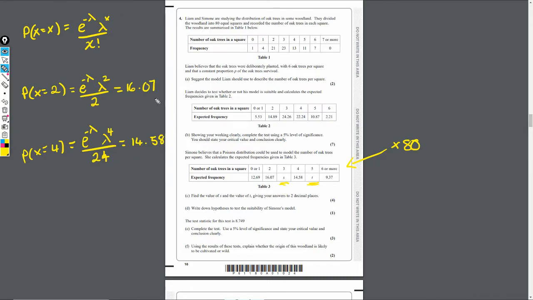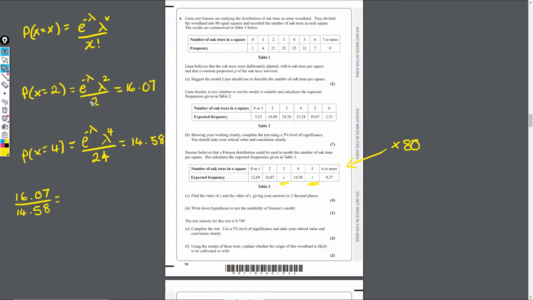It doesn't matter which way you divide. You can either do 16.07 divided by this, or this divided by this. Either way, it doesn't matter. As long as your workings are exactly fine, you'll get the same lambda value as I do. So I'm going to divide it as 16.07 over 14.58. But like I said, this does not matter at all. Just be very careful in your working.